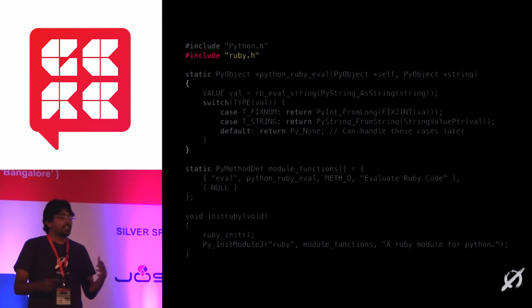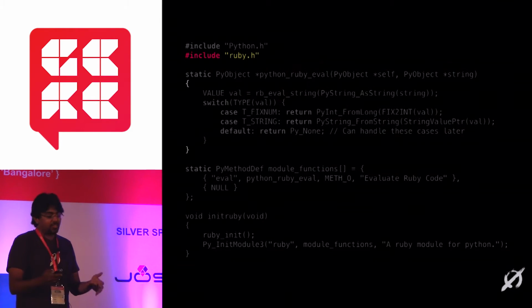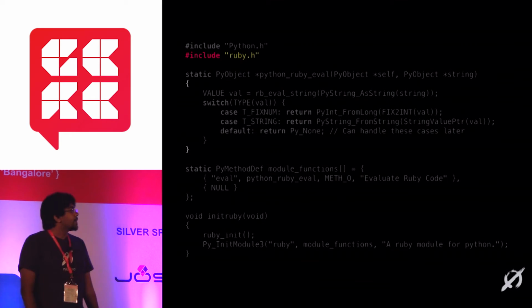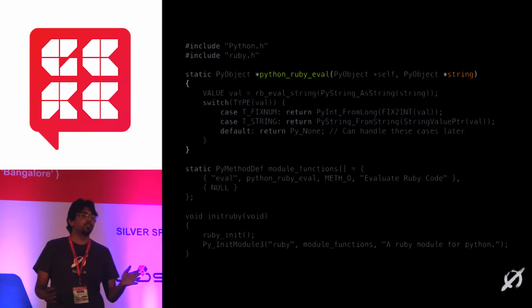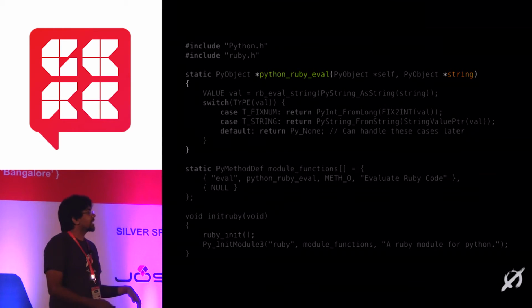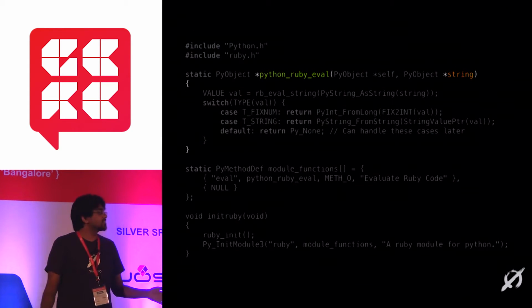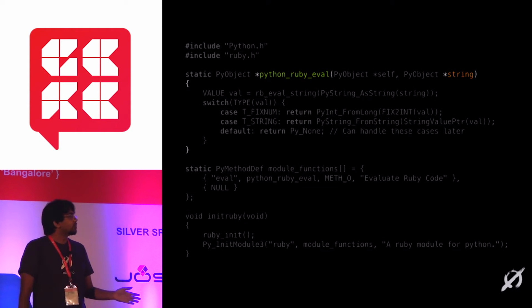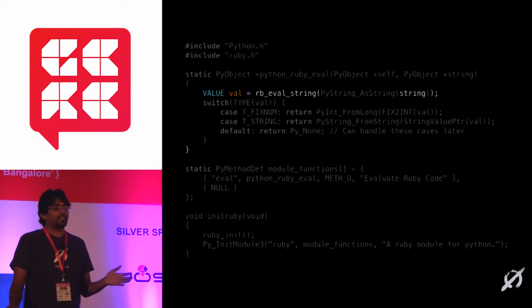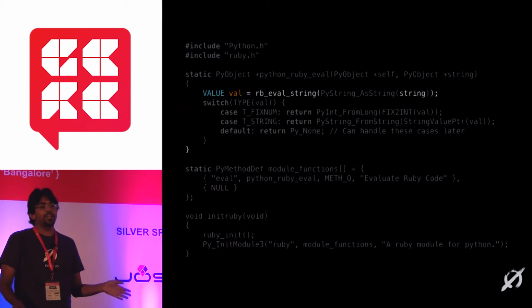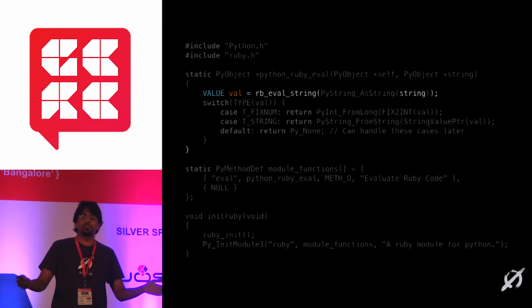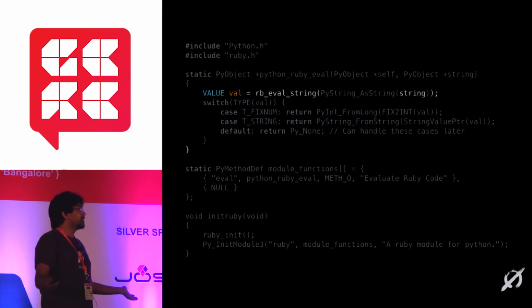You don't need to include anything else. So let's start looking at the actual code. I have a method called Python Ruby eval, and it accepts one parameter, which is a string. Nothing complicated there. What I do next is I take that string and I pass it to a function called Rbx eval string, which stands for Ruby eval string. Nothing really magical over there.